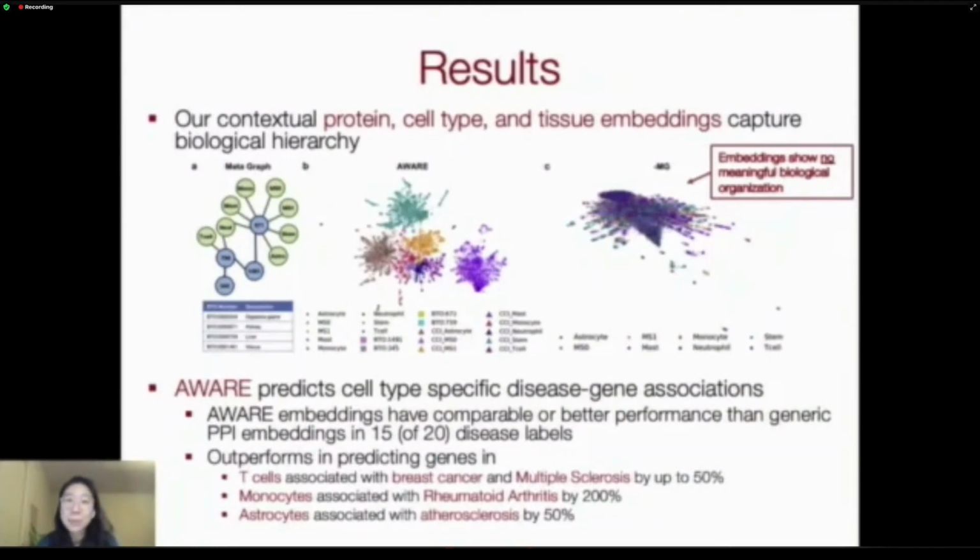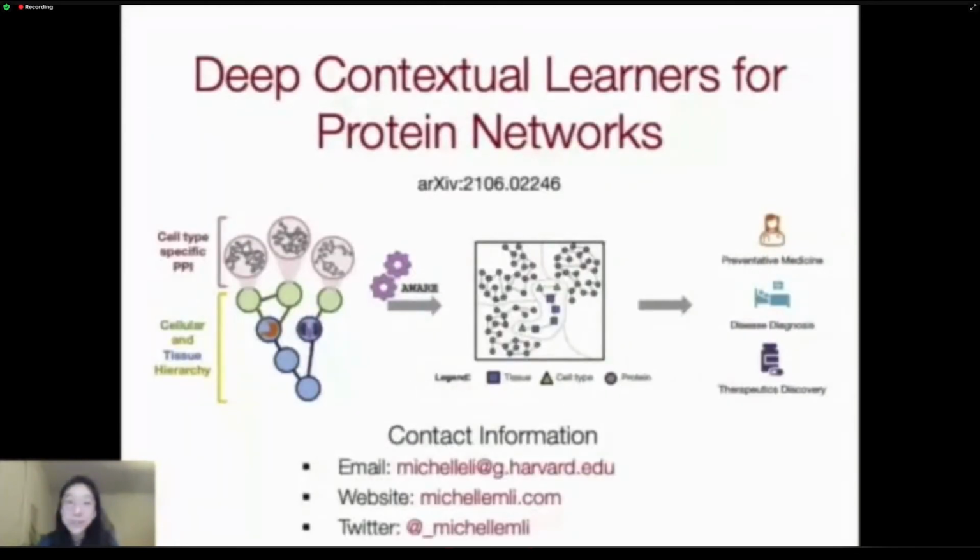Excitingly, these embeddings are able to capture generic PPI embeddings in predicting cell type-specific disease gene associations. We envision our method to open up new possibilities for contextually adaptive embeddings in biomedicine.